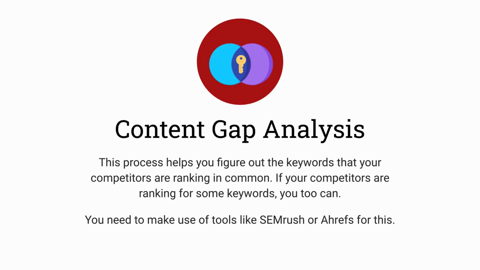In short, content gap analysis helps you figure out the keywords that your competitors are ranking for in common. If your competitors are ranking for some keywords, you too can. For this, you can make use of tools like SEMrush or Ahrefs. You can see this Venn diagram, right? So these are all the keywords that competitor 1 is ranking for, and these are all the keywords competitor 2 is ranking for. What are all the common keywords that they are ranking for?